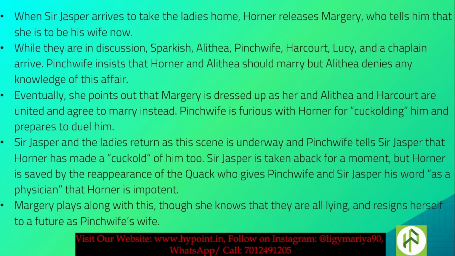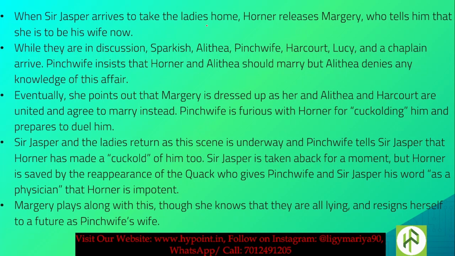Now, when Sir Jasper arrives to take the ladies home, Honor releases Marjorie, who tells him that she is to be his wife now. So what happens? Sir Jasper arrives to take back the ladies to his house, and as Sir Jasper is there, Honor releases Marjorie, and Marjorie tells Sir Jasper that she is going to marry him.